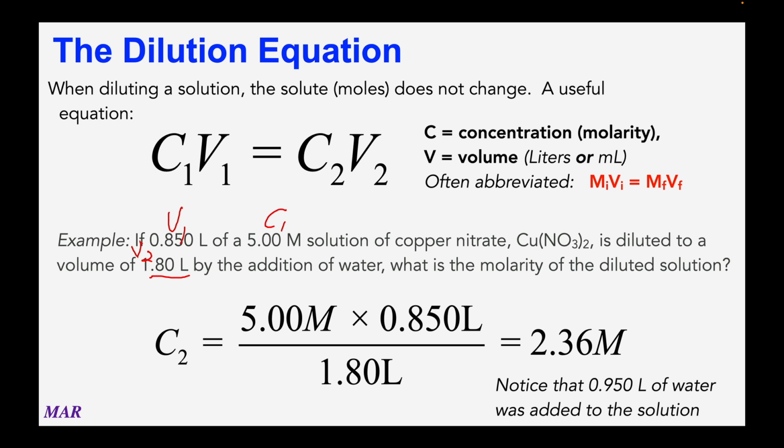This comes out to be 2.36 molar. So our new solution is 2.36 moles per liter, which makes sense because we added more water, etc., etc. And again, note down there that we added 0.950 liters of water to make this happen. We didn't add an extra 1.80. We added 0.950 liters to make the old volume up to 1.80 liters.